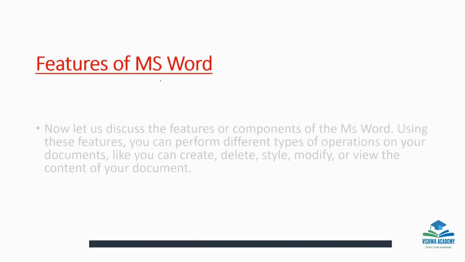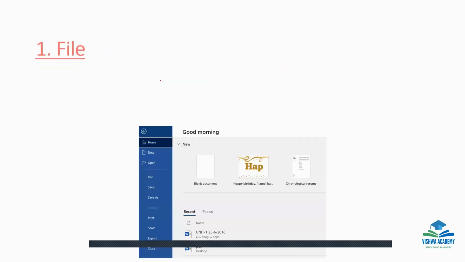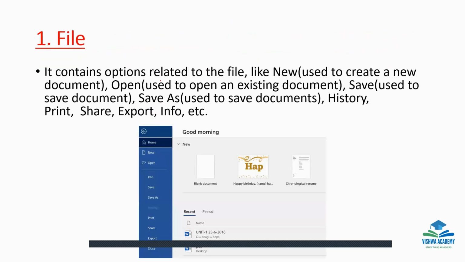Now, let's talk about the features of MS Word. Let us discuss the features or the components of Microsoft Word. Using these features, you can perform different types of operations on your documents, like you can create, delete, style, modify, or view the content of your document. The first one is File. It contains options related to the file like new, open, info, save, save as, history, print, share, export, close.